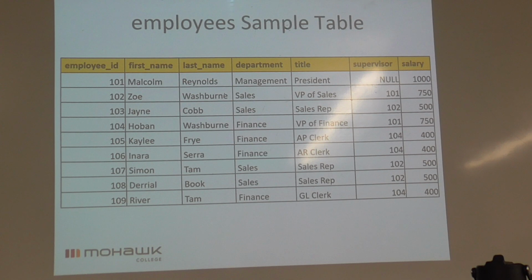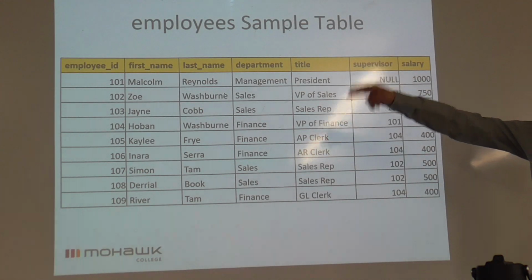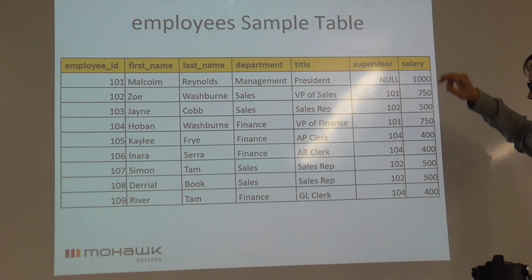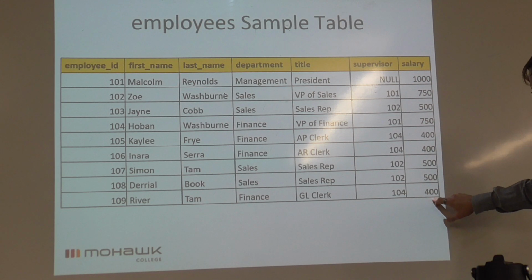This is a sample table. Additional data, this is a different example. We've got employees: employee IDs, first name, last name, department, title, supervisor, and salary.